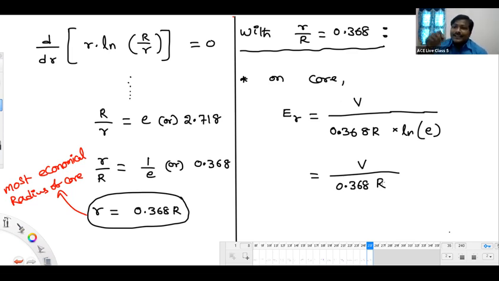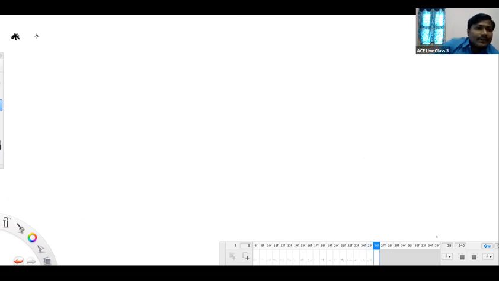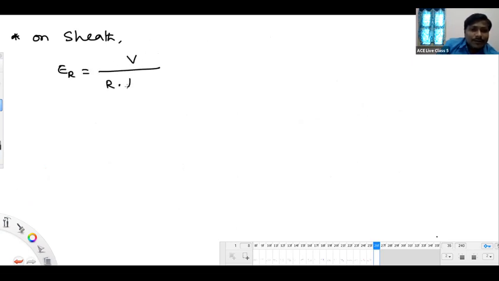Next, on the sheet, how is it? On the sheet, the next one is on the sheet with the most economical radius condition. E is V by capital R into ln of capital R by small r, and the condition is capital R by small r equals e. So it will come as V by capital R.